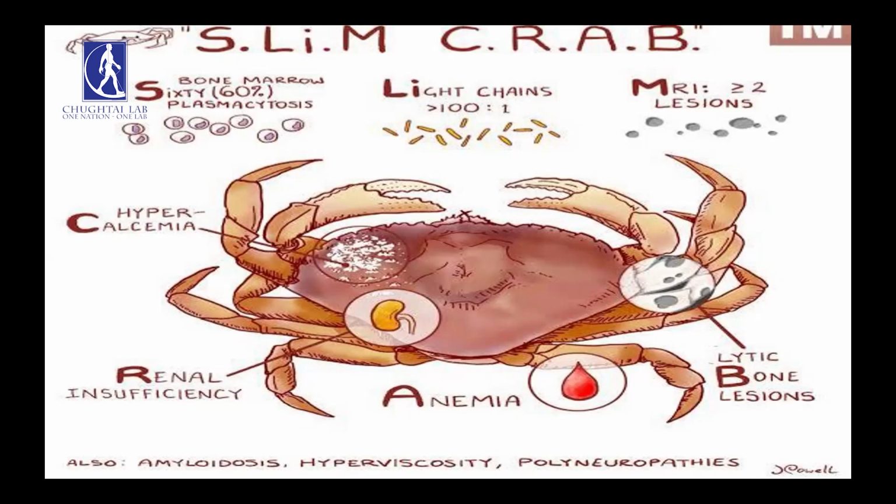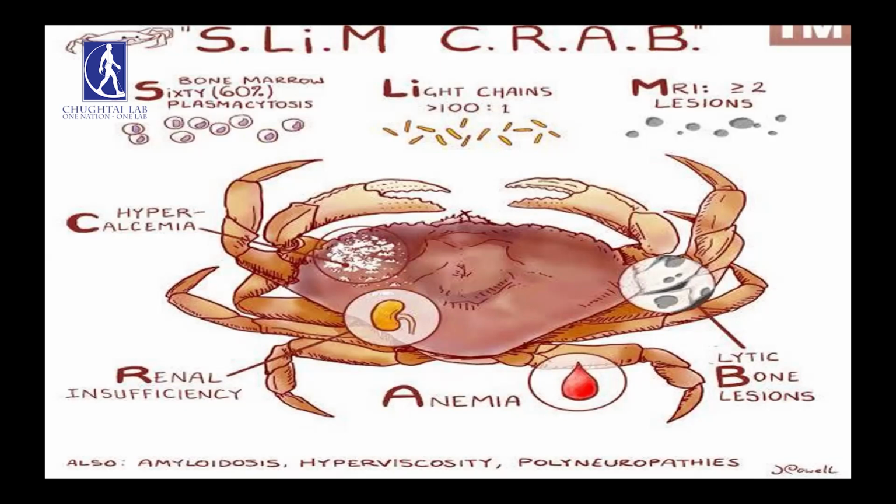CRAB are the basic features of multiple myeloma, in which C stands for calcium, and there will be hypercalcemia in multiple myeloma. R stands for renal insufficiency, A stands for anemia, and B stands for lytic bony lesions.